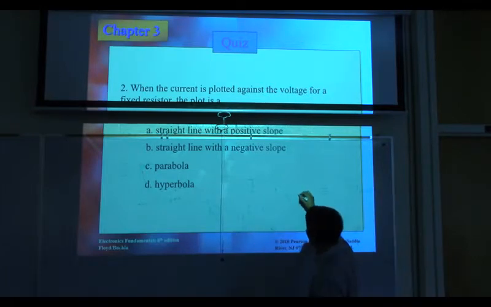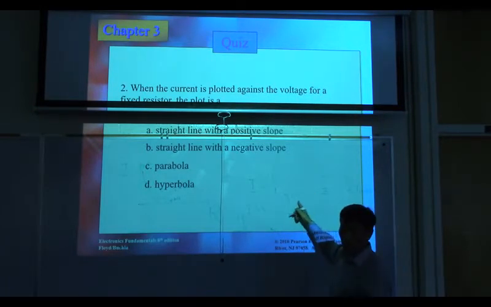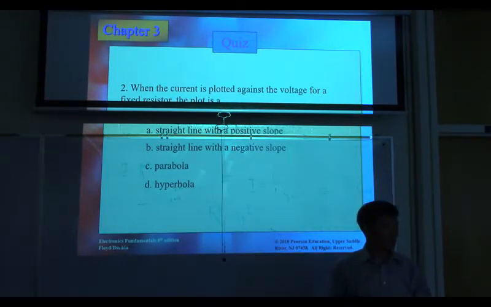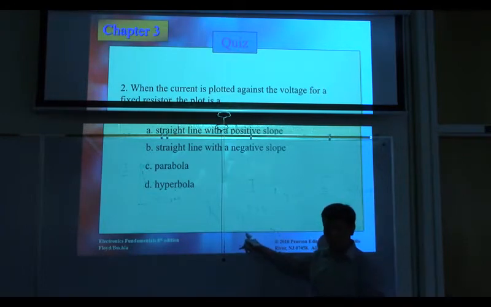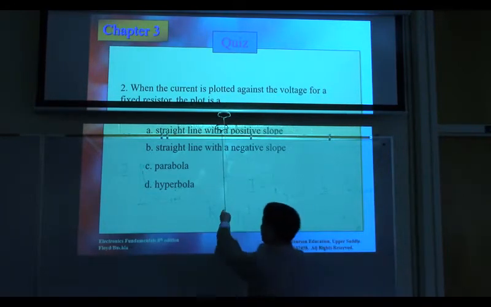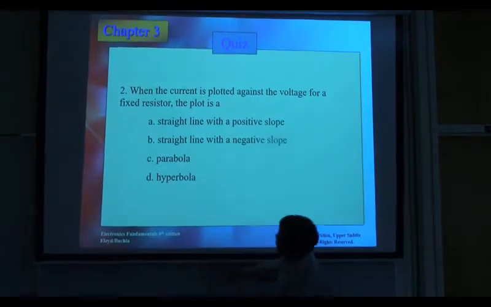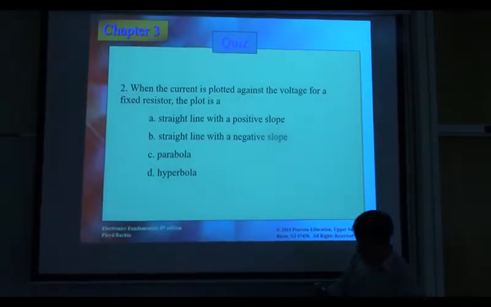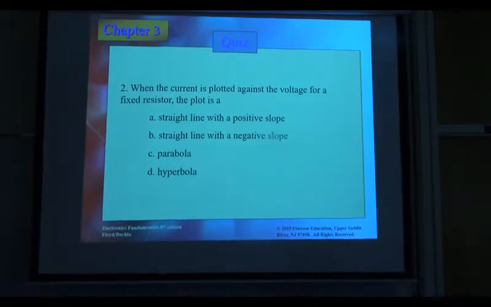Y equals kx, here k equals 1. So that is a straight line, and passing through the origin. Both 1 and 2, A and B, are straight lines. They look good, but which one? One has a positive slope, another one has a negative slope.